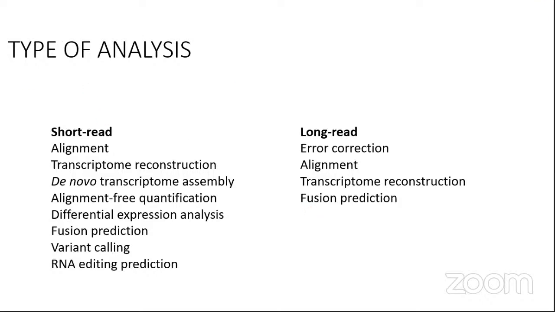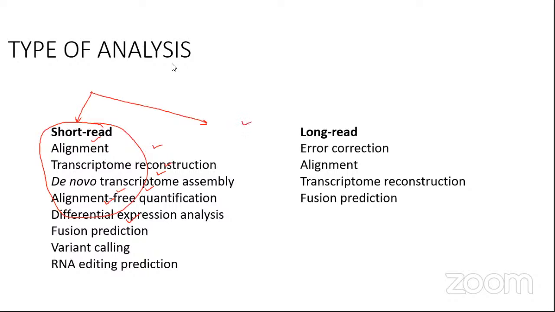There are two kinds of data we usually generate from the sequencing. It can be a long read or it can be a short read. For short read, we can do alignment, transcriptome reconstruction, de novo transcriptome assembly, alignment free quantification, differential expression analysis, fusion prediction, variant calling, RNA editing prediction. These are the kinds of analysis which are very common from short read data.